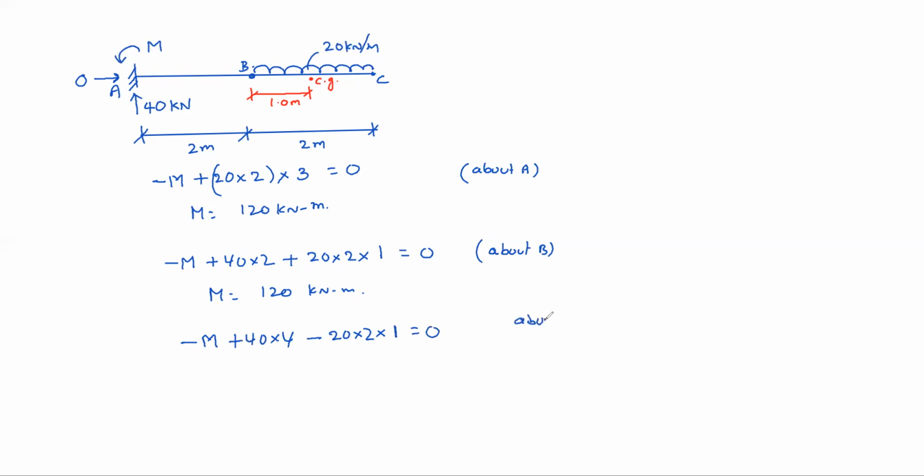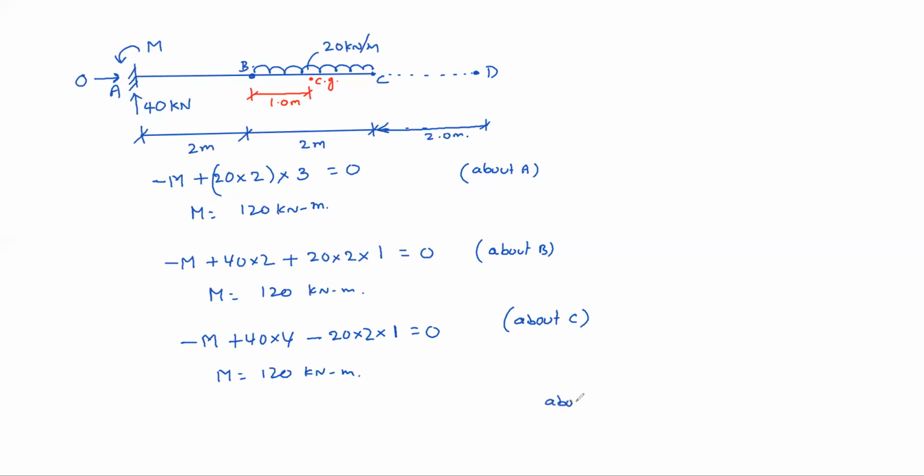It is about C. So at any point you can take moment, while taking moments about any point means the point can be anywhere in the structure, or it can be out of the structure also, nothing wrong in that. So now how much M you will get? See, 160 minus 40, so 120 only. Even you can take moments about any other point also. Suppose D point is there here, outside. About D also you can take.